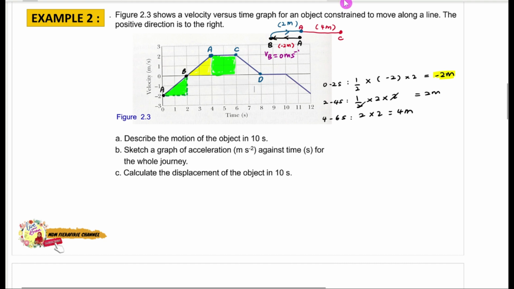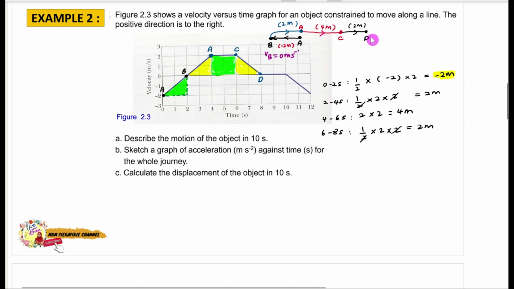Okay, from C to D, the object is still moving to the right. Kenapa saya kata object still moving to the right? Sebab nilai velocity dia masih positif. The object is moving to the right, okay, it continues its journey, but this time the velocity is decreasing. Daripada 2 meter per second at point C, the decrease to 1. And then at point D, is equal to 0. Okay, so sejauh mana dia bergerak, saya tak tahu. Saya perlu kira from 6 to 8 seconds. Okay, from 6 to 8 seconds, half times 2 is 2 meter. So dia bergerak ke depan lagi, bergerak ke depan lagi. Okay, so sejauh 2 meter.